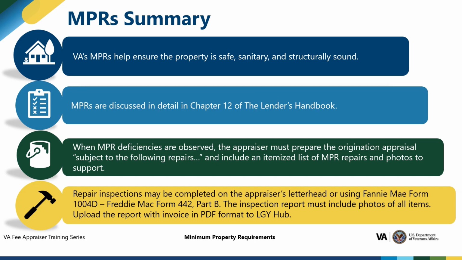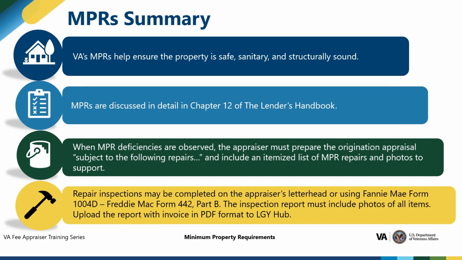Congratulations! You have completed the Minimum Property Requirements course. You learned VA's MPRs help ensure the property is safe, sanitary, and structurally sound. MPRs are discussed in detail in Chapter 12 of the Lender's Handbook. There are over 40 MPRs. Some MPRs require repair if the appraiser observes a deficiency. Some MPRs only require the appraiser's commentary in the report.